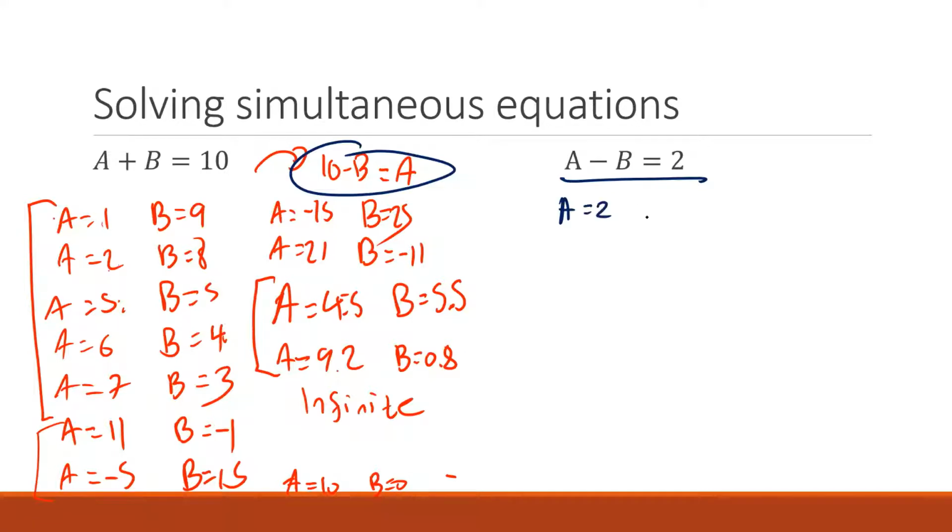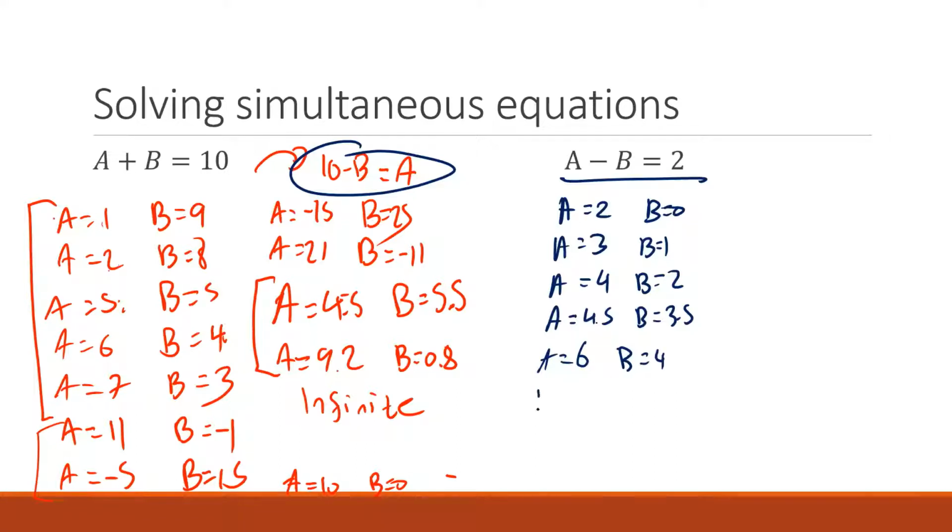A equals 2, B equals 0. A equals 3, B equals 1. I could go A equals 4, B equals 2. We go A equals 4.5, B equals 3.5. I could go A equals 6, B equals 4. I could go A equals 7, B equals 5. We could go all the way up to A equals 11, B equals 9. And I could keep going. Again, for this one, there is another infinite set of solutions.